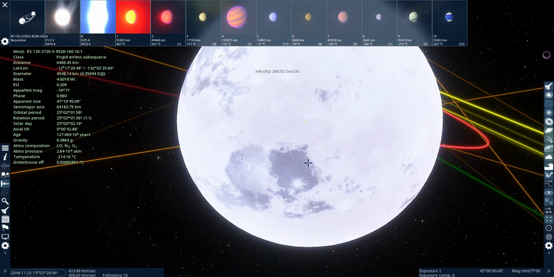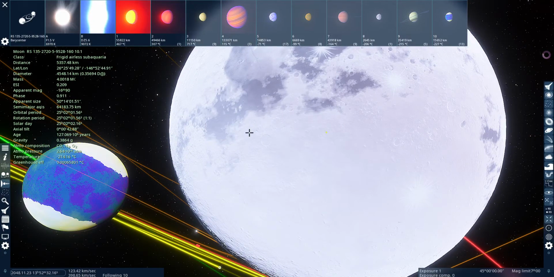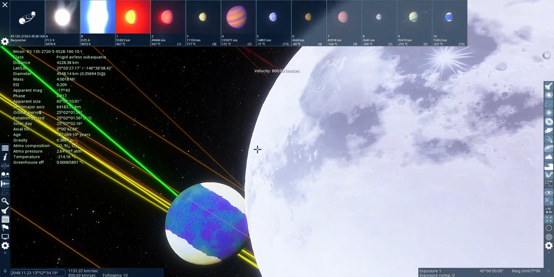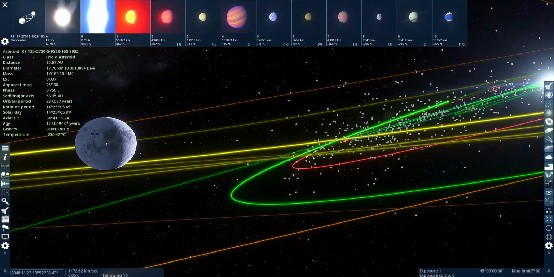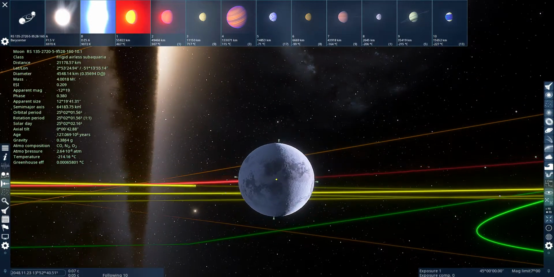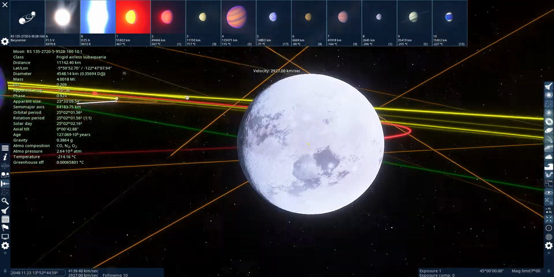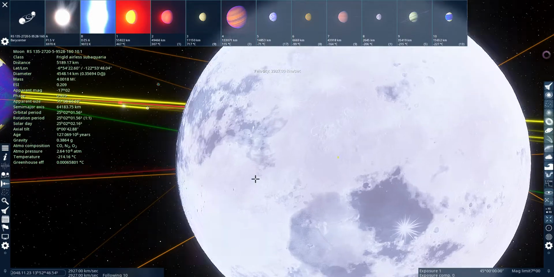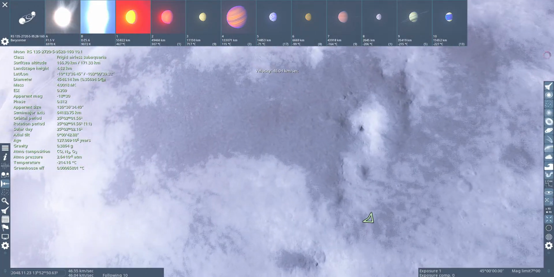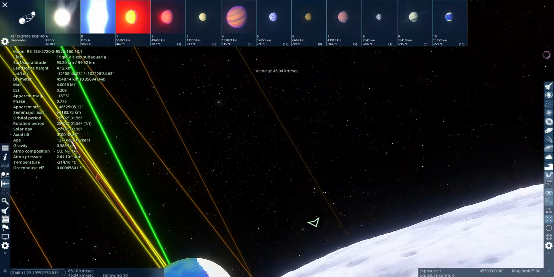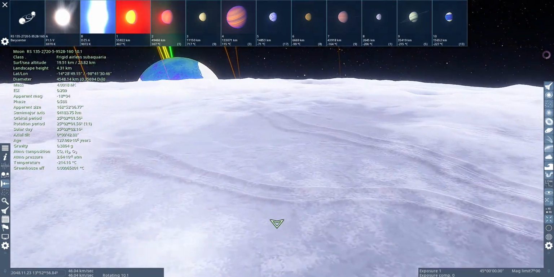Ouch. Oh wait, what? There's oxygen on that planet? Yeah, there is. There's oxygen on this moon. It's an envelope of carbon, nitrogen, and oxygen.